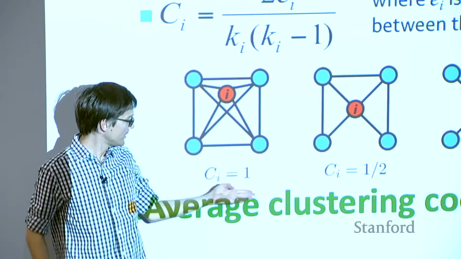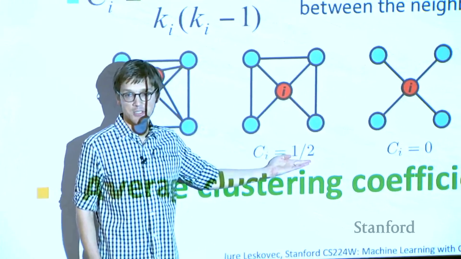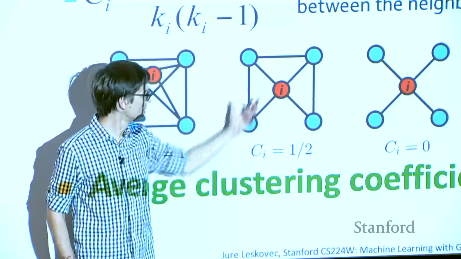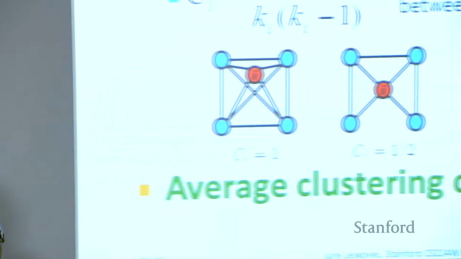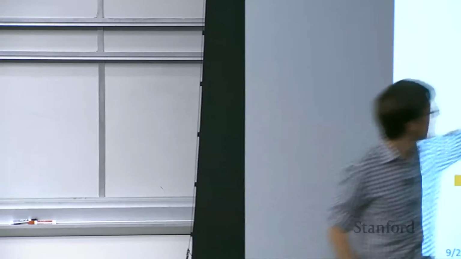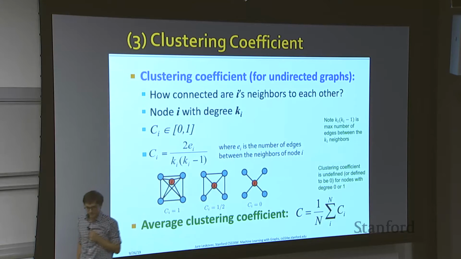Here, all of them exist. Here none of them exist, and here half of the possible edges exist, right? There is 4 choose 2 possible edges between these 4 nodes, and 3 of them exist, right? 4 choose 2 is 6. It's 4 times 3 divided by 2, right? So this is 4 choose 2, which is 6, and 3 of them exist, and that's why I get a half, okay?